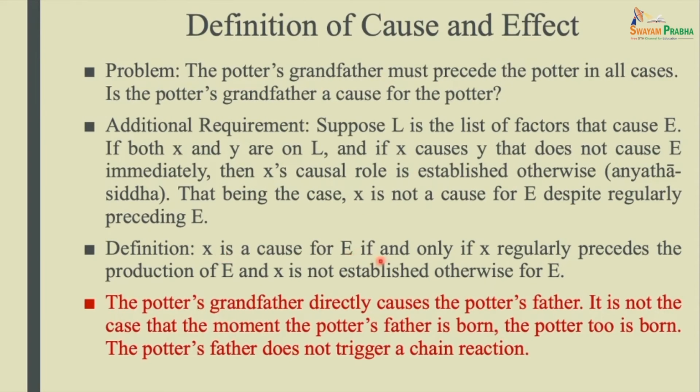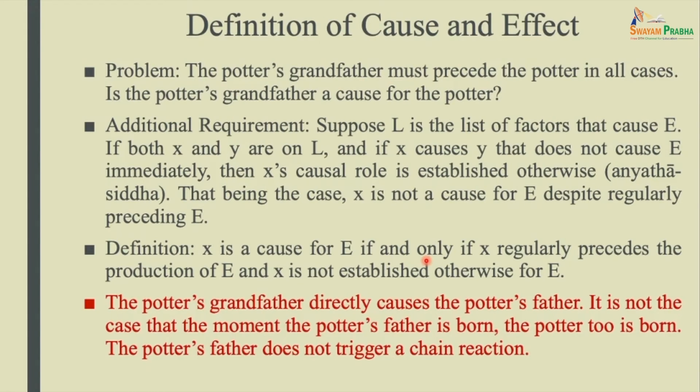X is a cause for E if and only if... So this is kind of a quasi-formal definition, but it works. I think we cannot qualify it any more. We don't have time for doing that, but we actually could do that. X is a cause for E if and only if X regularly precedes the production of E, and this is the additional qualification, X is not established otherwise for E.